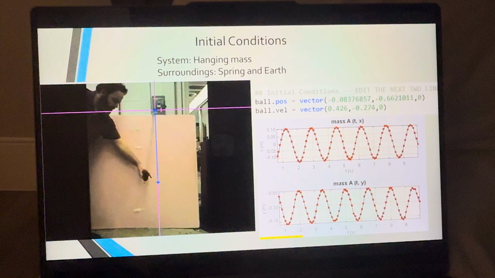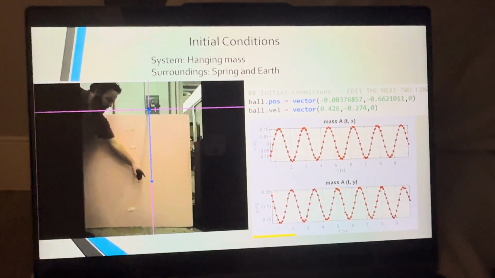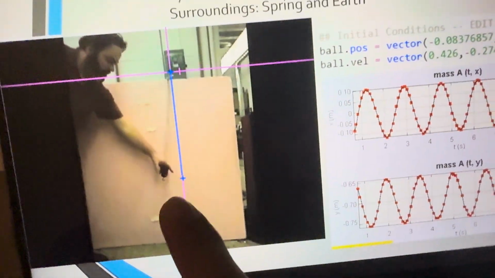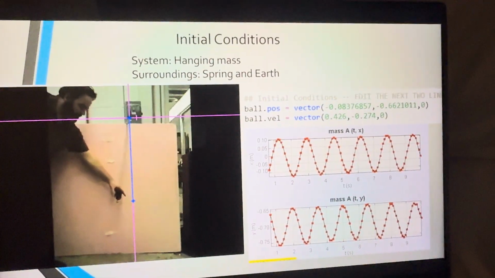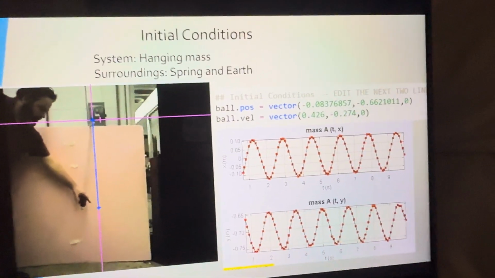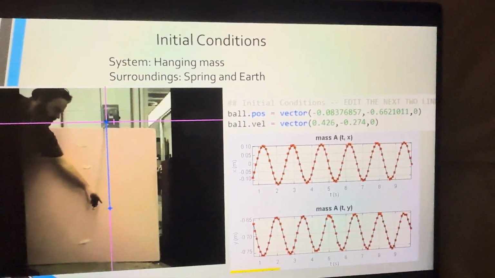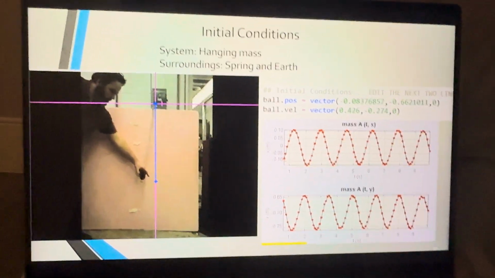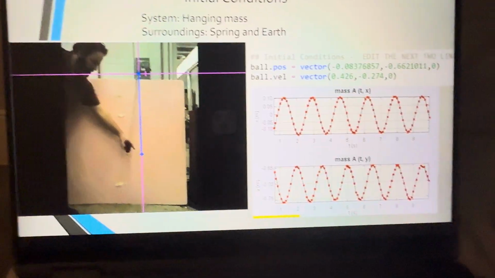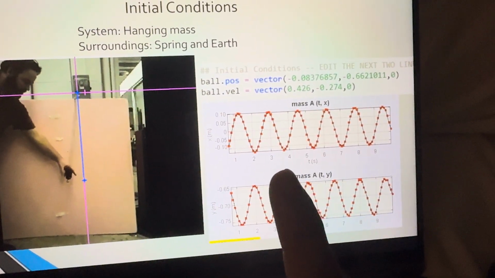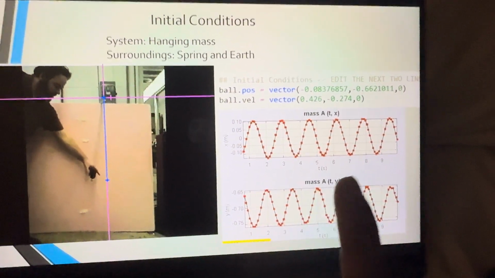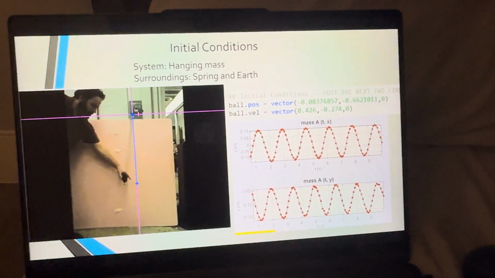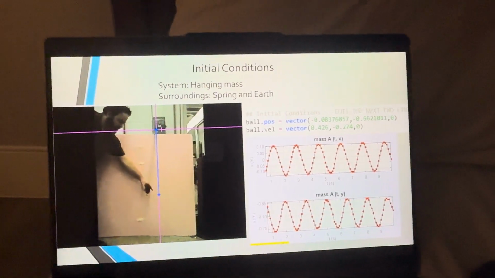Here is our experiment. The initial condition: the system is the hanging mass and the surroundings is the spring, earth, and everything else around it. Here is the mass, and it is released from that point. The initial positions are as follows: this one in the x and that one in y. And for the velocities, the initial velocity was calculated by using the average velocity formula with two specific points. And here's the motion of the x observed, and here's the motion of the y observed, showing a total energy change of 0 at the end.